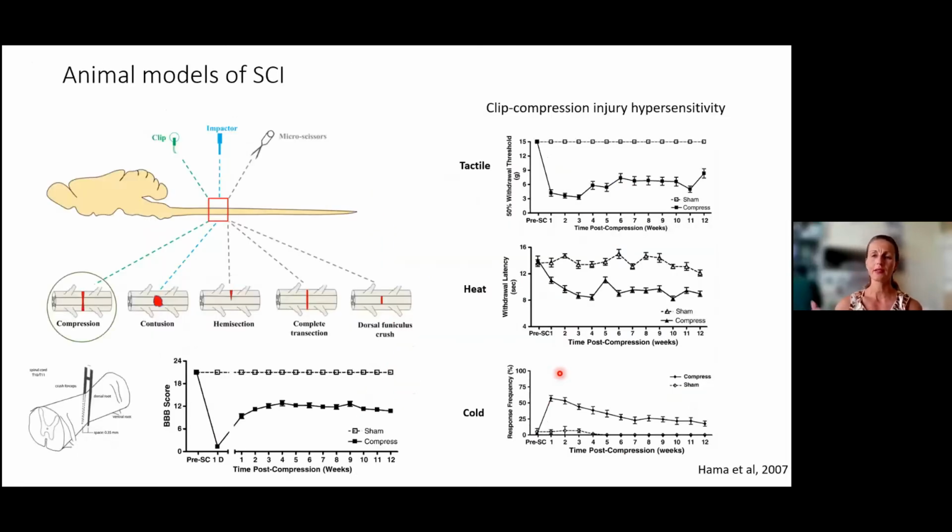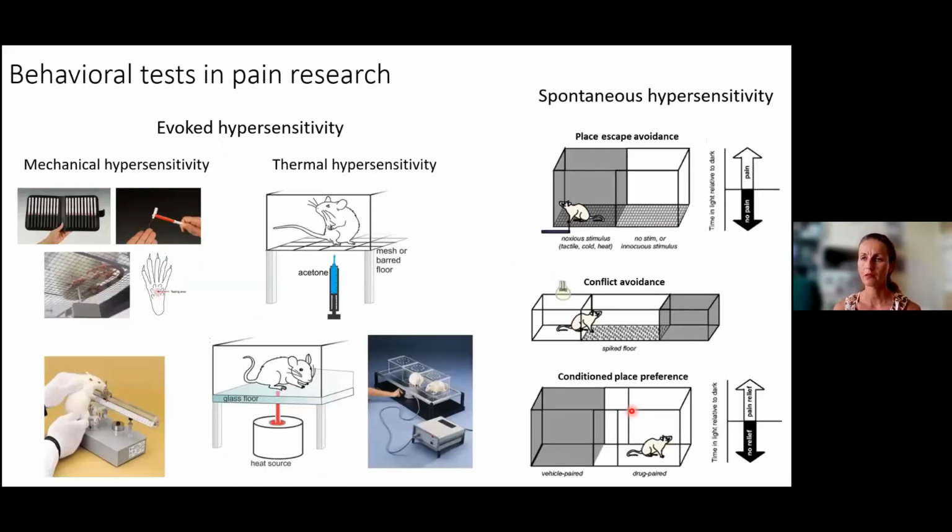For the spinal cord injury models, again, there are many of them. Most of them are more focused on creating paralysis and then testing some regeneration approaches. In our lab, we are using the compression model of spinal cord injury, where a clip is applied on the spinal cord. Those animals develop paralysis 1 to 3 days post-injury, but then they spontaneously recover to the point where they are able to use their hind paws and move. But they also develop hypersensitivity in their hind paws, hypersensitivity to tactile, heat, and cold stimuli, as we showed in our previous studies. So now I will be describing how we evaluate pain in animals.